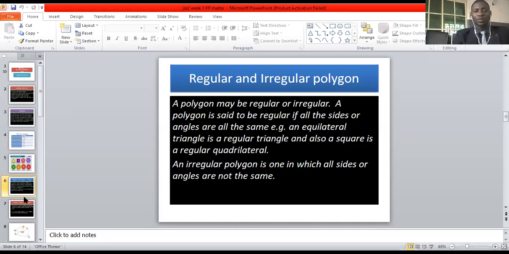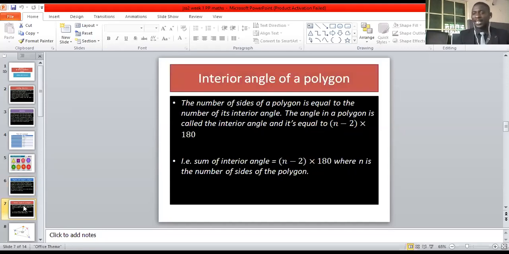So let's go to the next one. We look at the interior angle of a polygon. Like I said earlier, from the word interior, it means inside. So the interior angles of a polygon are the angles inside of a polygon.